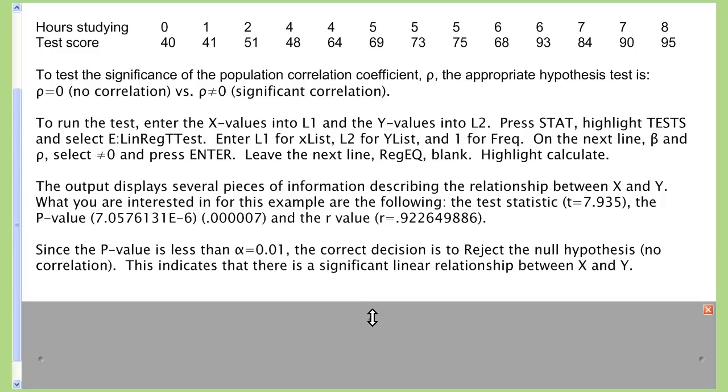You'll see that since p is less than 0.01, the correct decision is to reject the null hypothesis. In other words, I'm not saying there's no correlation. I'm rejecting that, so that means there is a correlation, and this indicates that there's a significant linear relationship. You can look at that R value and tell there's a significant linear relationship.